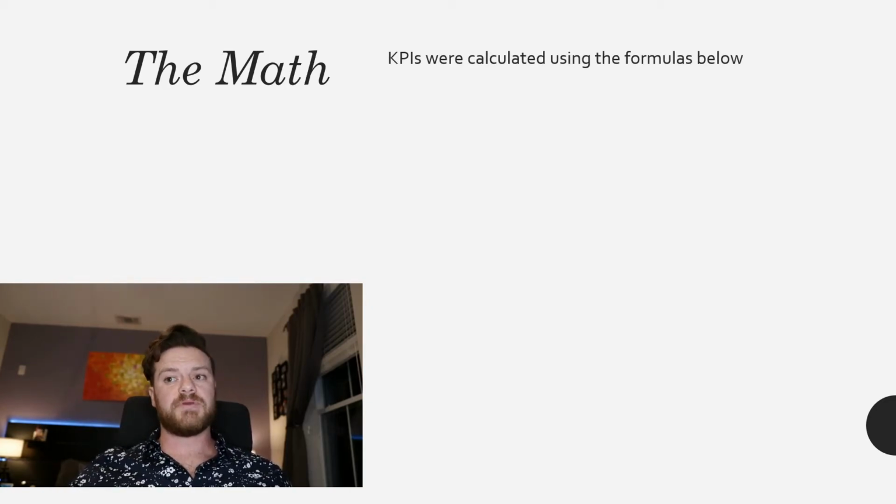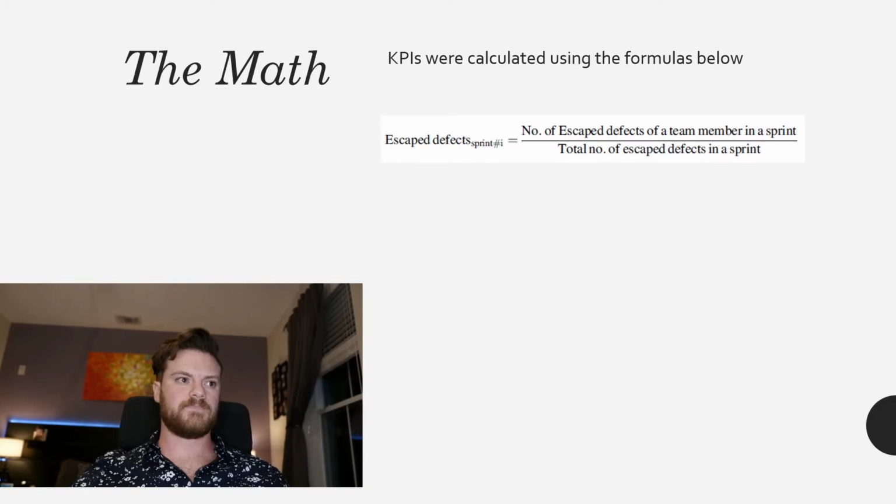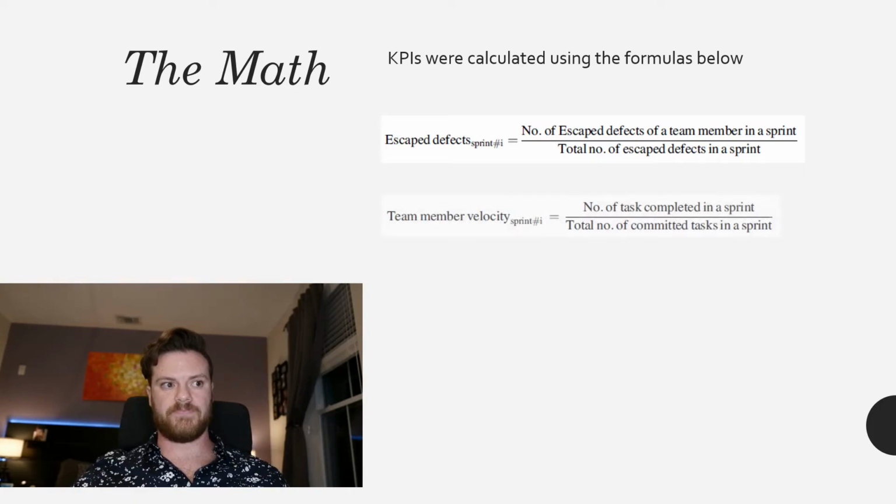The necessary KPIs were then calculated from the survey responses using the following equations. Escaped defects was defined as the number of escaped defects of a team member in a sprint over the total number of escaped defects in a sprint. Team member velocity was defined as the number of tasks completed in a sprint over the total number of committed tasks in a sprint.